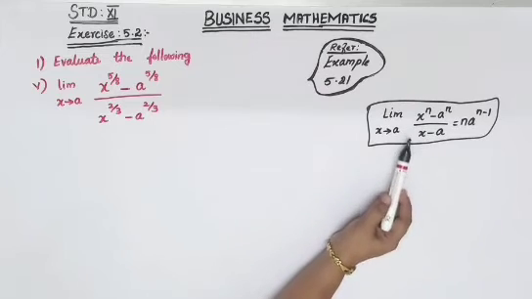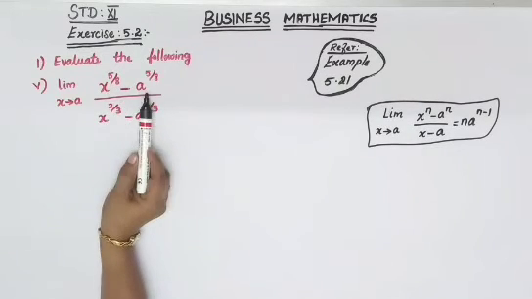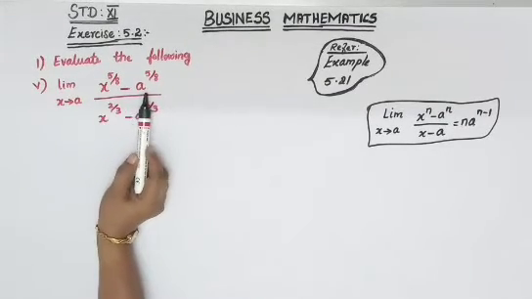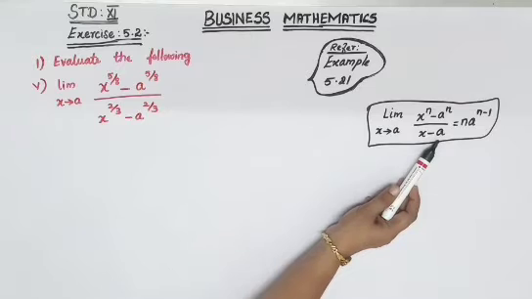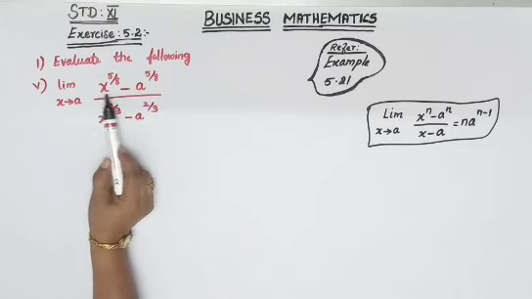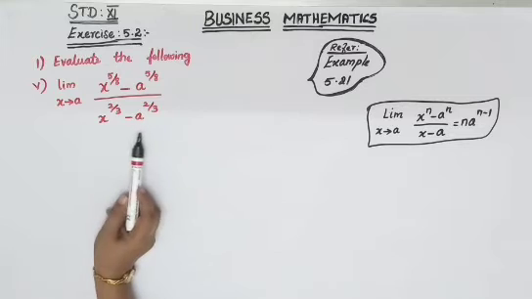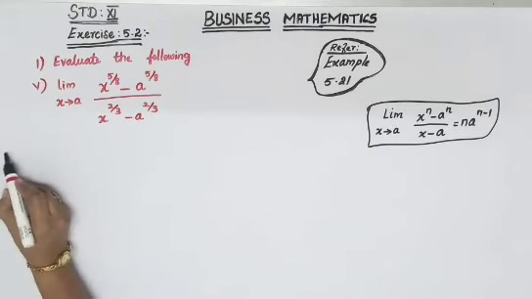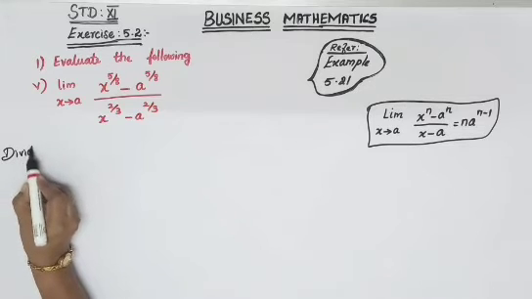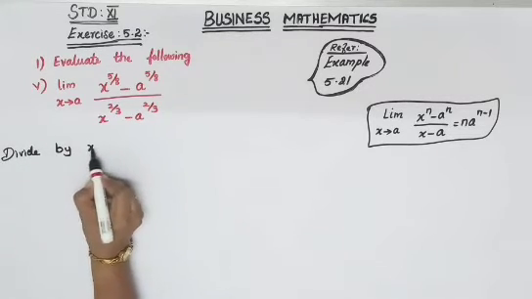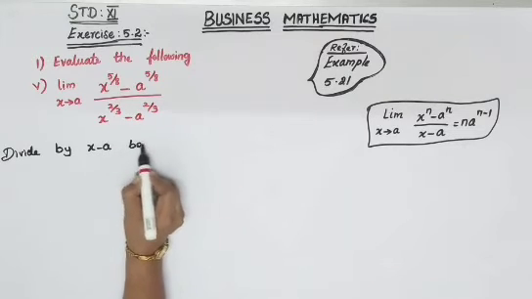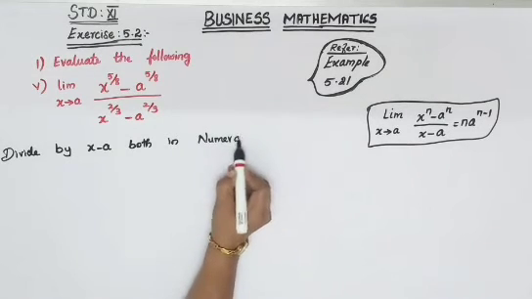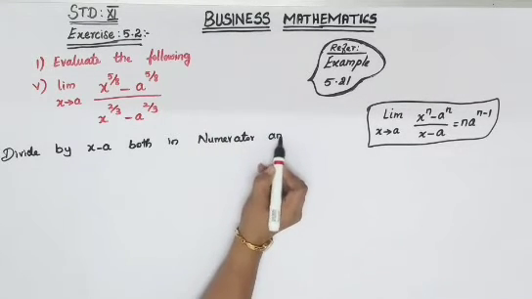So first we will have to bring this format here. In the numerator we have x power 5/8 minus a power 5/8, but the denominator x minus a, we need it over there. So in the numerator also we need one x minus a, and in the denominator also we need one x minus a to replace this formula. So what I am going to do is divide by x minus a both in numerator and denominator.